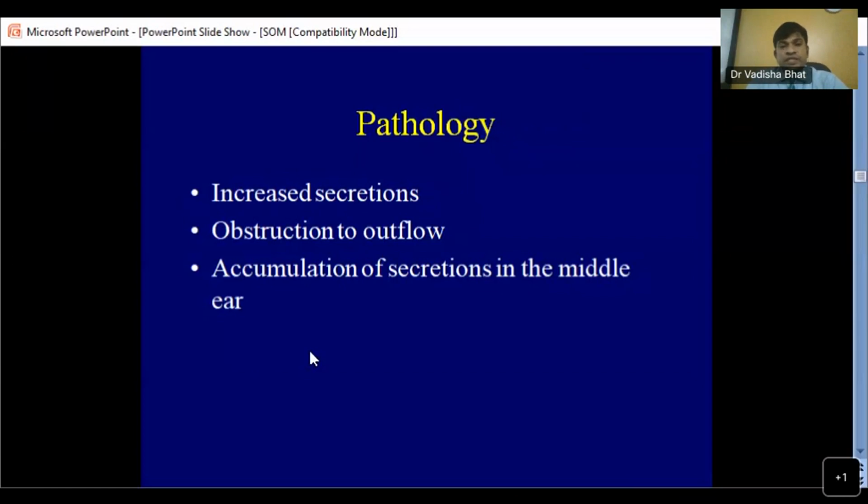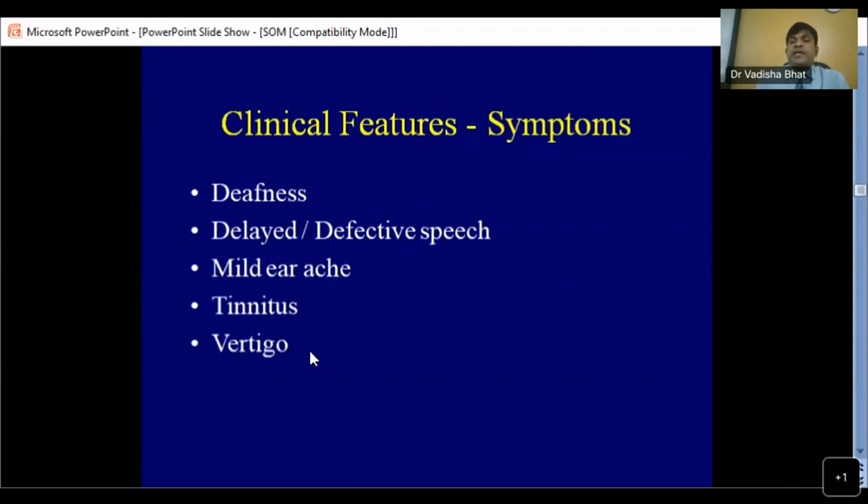So the initial cause is the tube dysfunction, and it causes increased secretion. There is increased secretion on one side and there is obstruction to the outflow. So this causes accumulation of secretions in the middle ear cavity. However, as there is no invasion by any bacteria, this remains indolent and will not lead to a classical acute suppurative otitis media. However, if there is an invasion of bacteria, this will turn into acute otitis media.